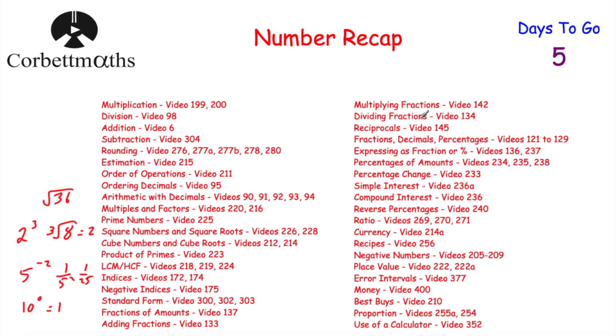Dividing fractions, well, just multiply by the reciprocal of the fraction you're dividing by. Reciprocals, well, if it's a fraction, you just flip it over. If it's a whole number, then it would just be 1 over that number, and so on.